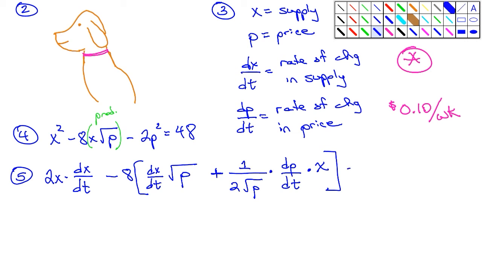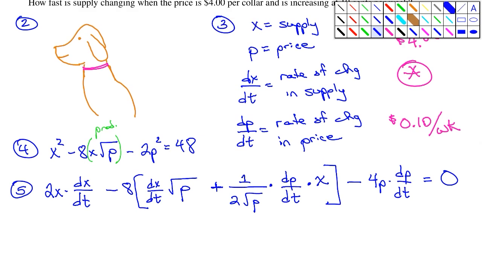So that's the derivative of that product. Continuing, we get minus 4p times dp/dt is equal to the derivative of 48, which is 0. So that's the derivative. It's very complicated. You need to take it one step at a time whenever you do that. But now we have another problem. Our next step would be to plug in the numbers that we have.